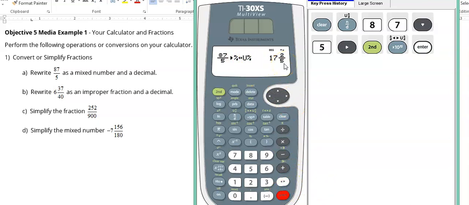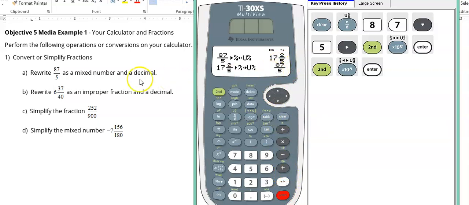Just to note, if we wanted to go back, if I gave it this mixed number, something nice is I'm just going to hit second and this button again, and it takes your previous answer, so you don't have to retype this in, and it would give me the simplified improper fraction.